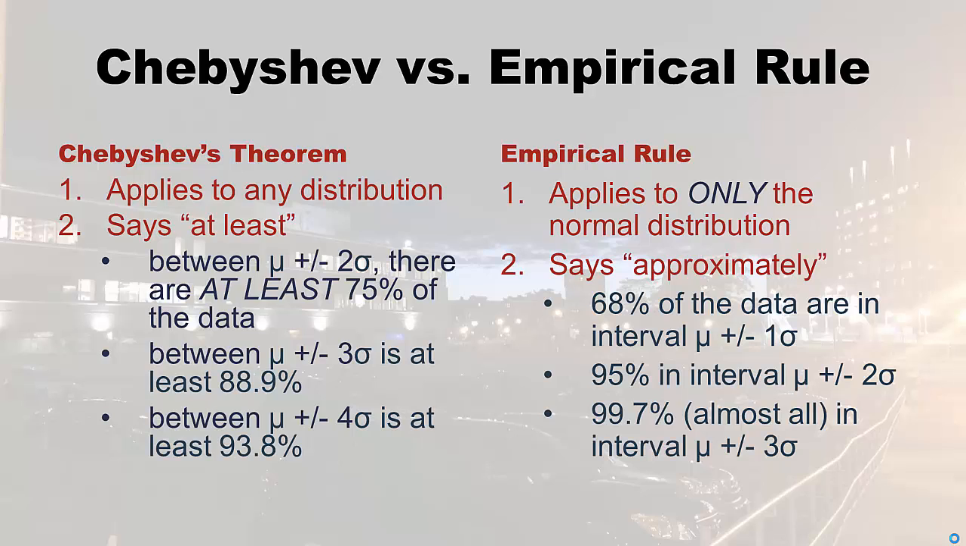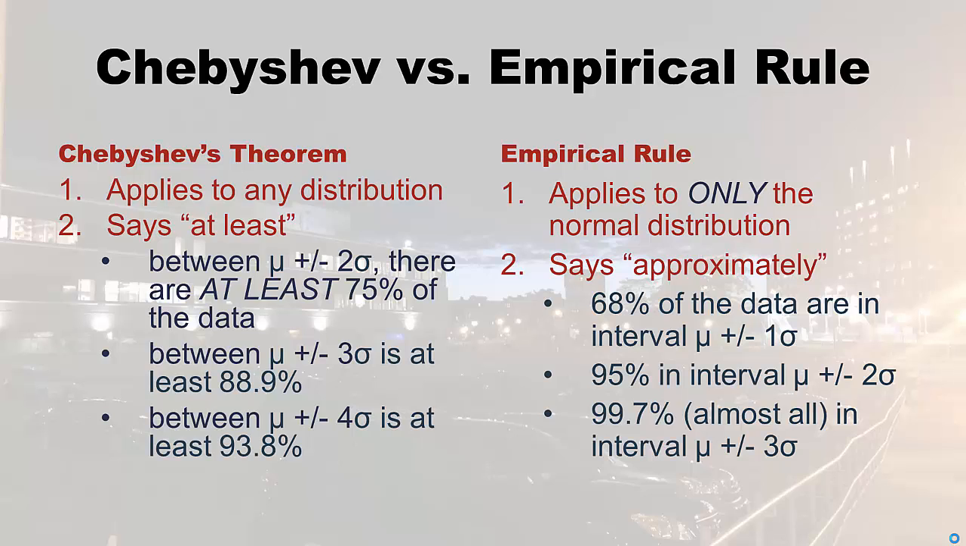So next we go to 95% of the data are in the interval mu plus or minus 2 standard deviations. Approximately 95% are in there. Now, if we had gone with Chebyshev, we'd be saying 75%. Okay, we'd be saying at least 75%, which could be 95%. But here, if we're using the empirical rule, we're relatively sure that it's 95% between mu plus or minus 2 standard deviations. You can bet on it, right?